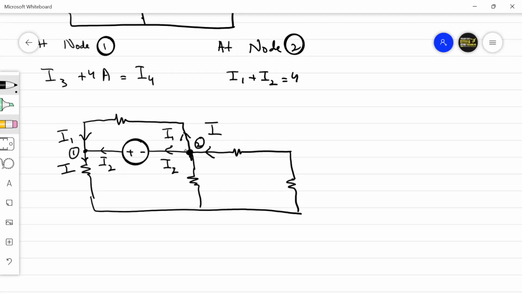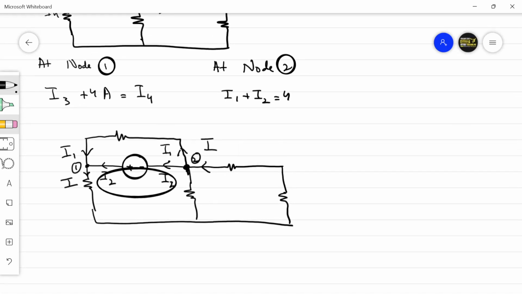Now what is the issue? When you want to apply KCL at node 2 or node 1, the value of this current I2 here, you cannot determine, because you have no idea how to determine this value, because there is no resistance in this path. If it were a current source, the value of the current would be known directly, but with a voltage source present between two non-reference nodes, we cannot determine the value of I2. We do not have any resistance in this path, so we cannot determine the value.